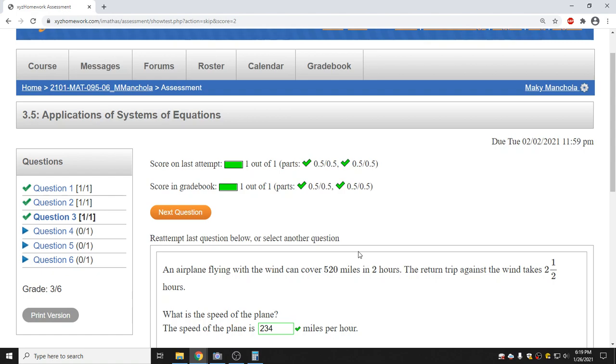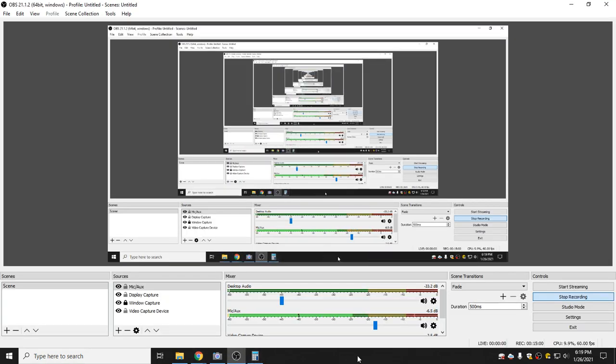Okay, so those three examples are applications of solving linear equations, two linear equations in two variables. All right, that's all for now.